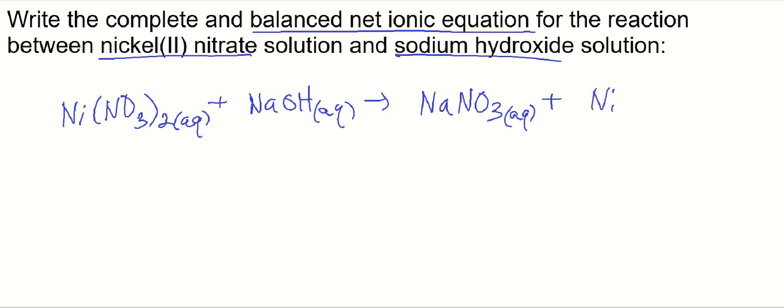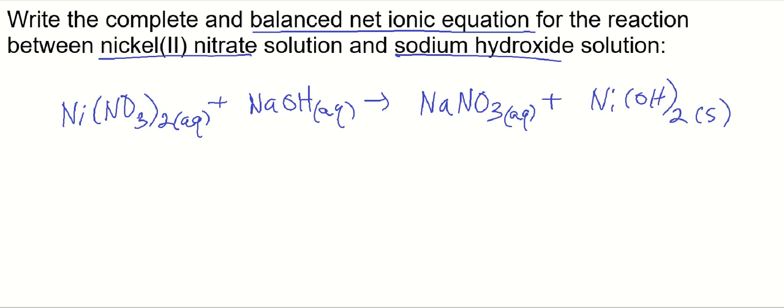Hydroxides are generally insoluble. This is nickel, two positive cations, so I'm going to need parentheses here because hydroxide is a 1 negative charge polyatomic ion. Crisscross that 2 over here, and this is going to be your precipitate. Okay, so next step is to go with green here.